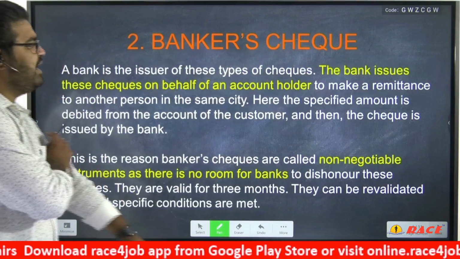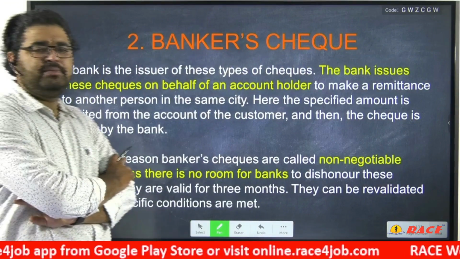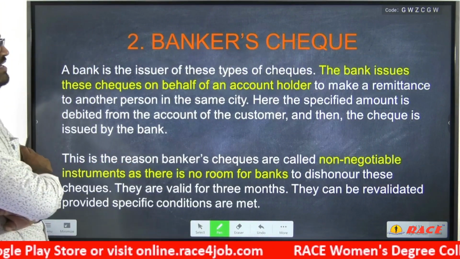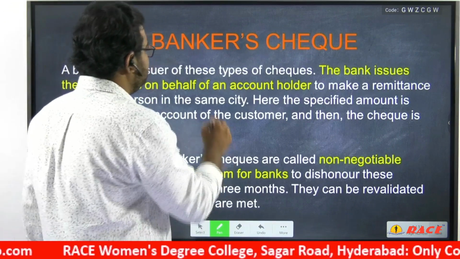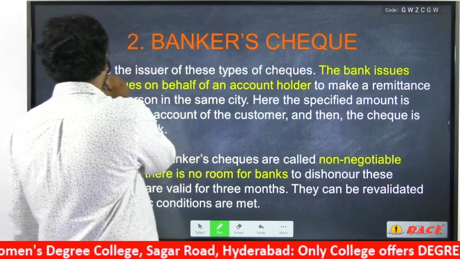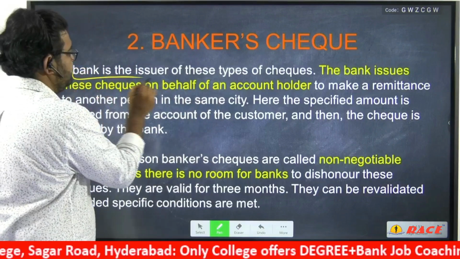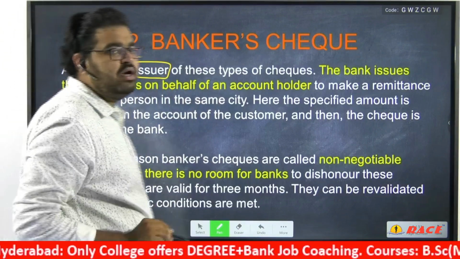Next, the second one is banker check. What are banker checks? Let's understand the definition first. A bank is the issuer of these types of checks. So who will issue the checks? The bank. Here, the bank is the issuer. Hence, these checks are called banker checks.